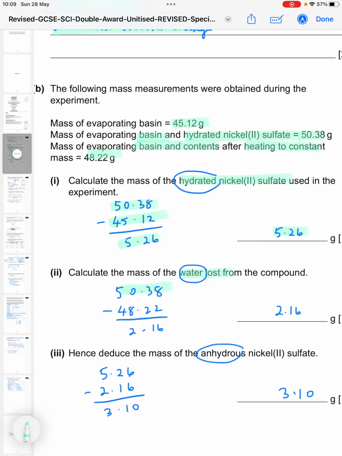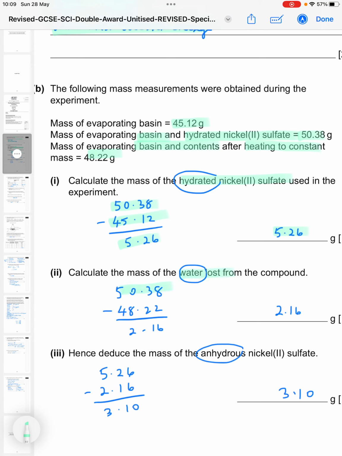A student carries out a similar experiment to find the formula of hydrated magnesium sulfate, MgSO4.xH2O. The results are shown below along with the beginning of the calculations. I'm not sure why they've changed from nickel sulfate to magnesium sulfate here. Who knows? Hopefully in a real exam they would just carry on with the results they'd already given you, because I think that causes a bit of confusion here. It's unnecessary. Anyway, so magnesium sulfate, the mass was 3.09 grams.